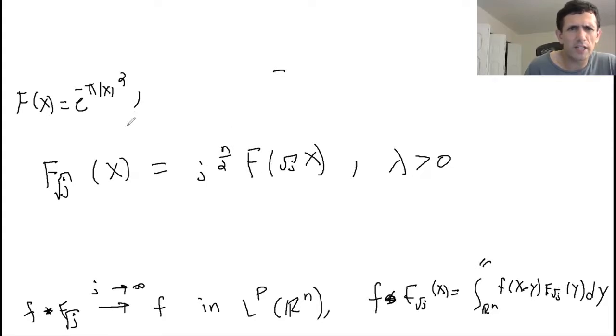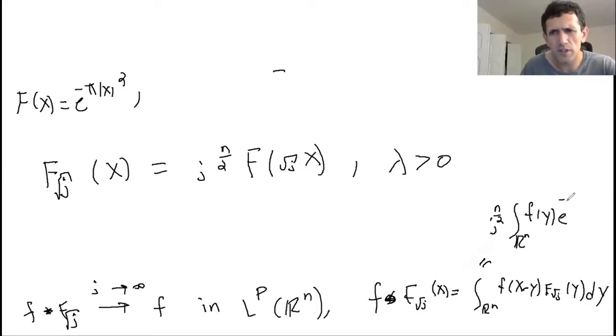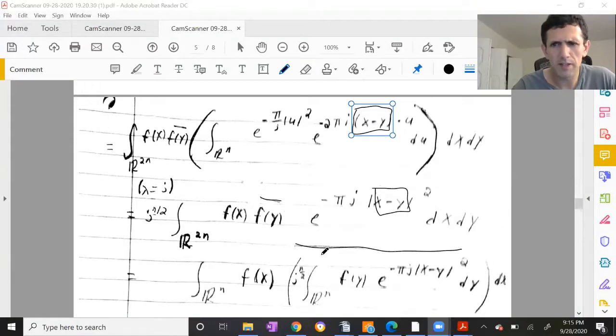In this case, f is e to the minus pi modulus x squared. This is going to be j to the n over 2 times f of y e to the minus pi j, actually, put the j first, x minus y squared dy. Okay, so this quantity here in L^p, in particular in L2, converges to f as j goes to infinity. This is exactly what I have here.